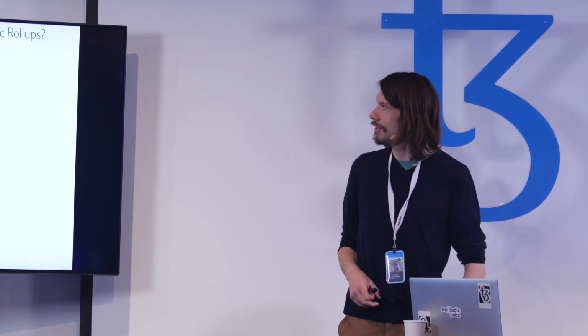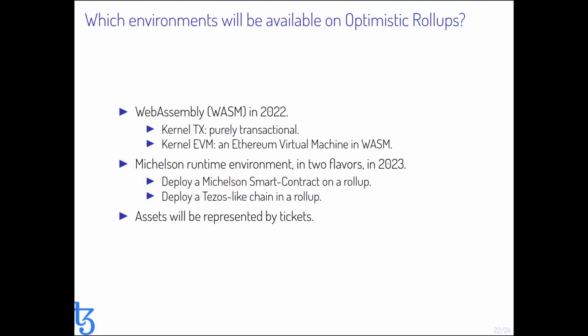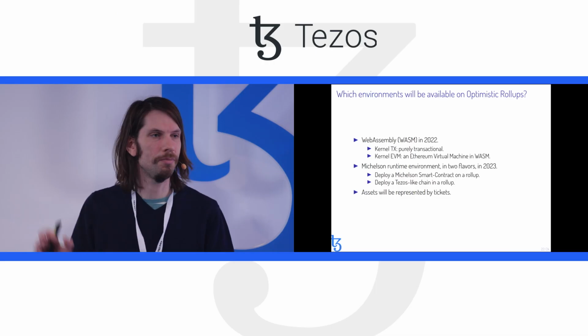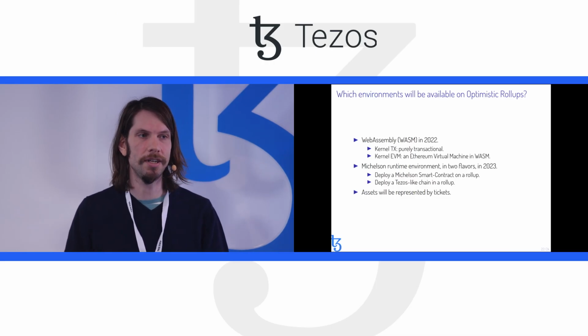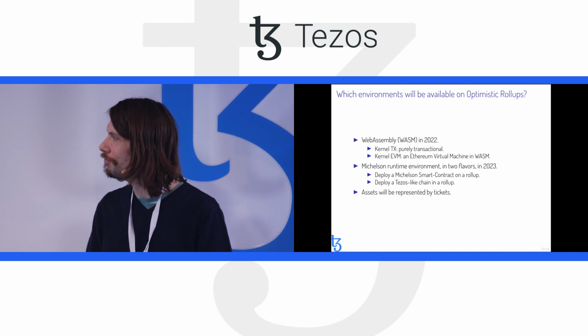So these are the examples. So just to recap the high-level pictures, our plan is to have WebAssembly finished in 2022. We're still working on it. It's very much active development. We have written a kernel for this already, which is very similar to Tor. It's a purely transactional kernel that includes BLS signature verification and a very, very basic account system.